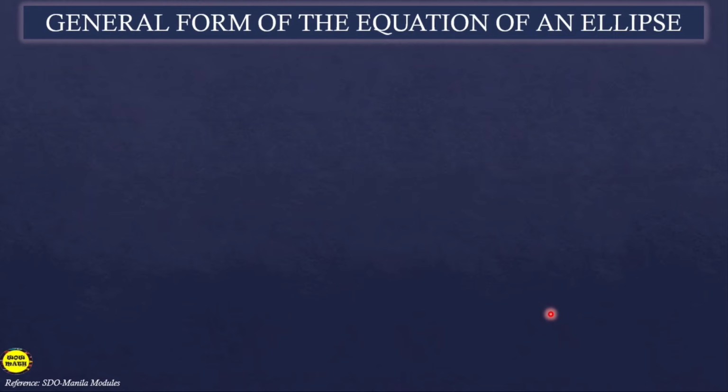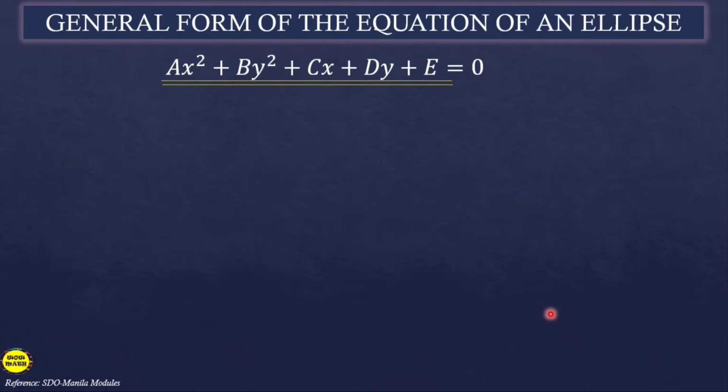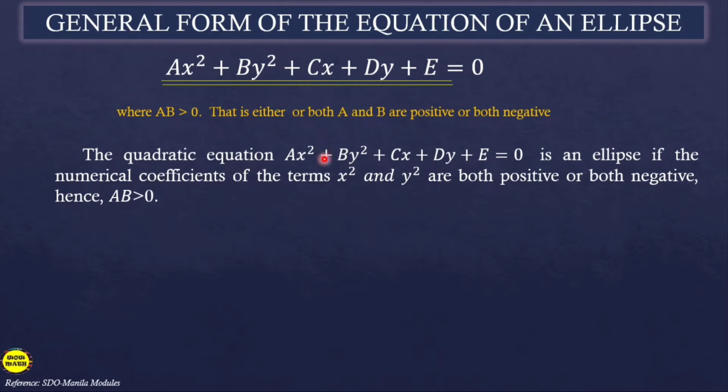Okay, we're done with parabola. Next is ellipse. So, the general form of ellipse is ax squared plus by squared plus cx plus dy plus e is equal to 0. Okay, where ab is greater than 0, that is either or both a and b are positive or both negative. So the quadratic equation ax squared plus by squared plus cx plus dy plus e is equal to 0 is an ellipse if the numerical coefficients of the terms x squared and y squared are both positive or both negative. Hence, ab should be greater than 0.